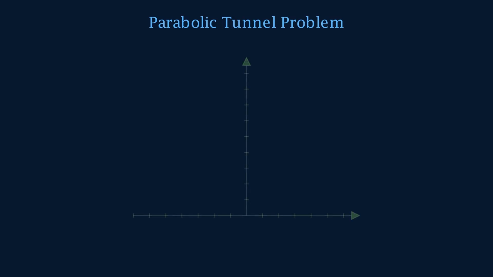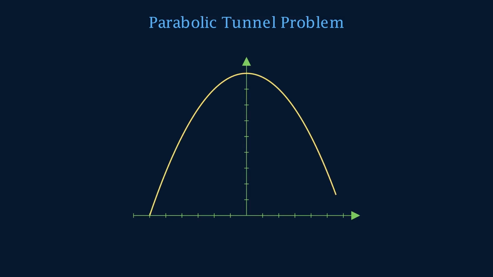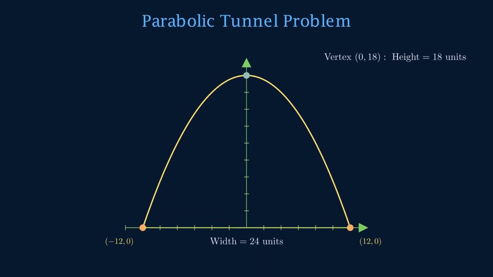We have a tunnel shaped exactly like a downward opening parabola. The width of this tunnel, measured along the floor, is 24 units, and its height at the highest point, the center, is exactly 18 units.